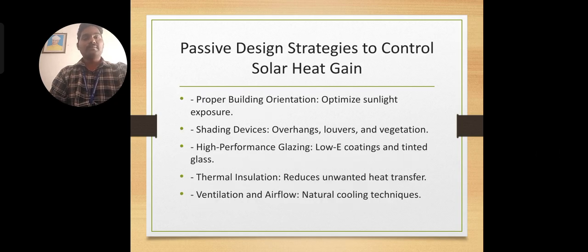Likewise, passive design strategies to control solar heat gain require proper building orientation. That means optimized sunlight exposure, shading devices like overhangs, louvers and vegetation, and high performance glazing like low-E coating and tinted glass, which we are going to use instead of plain glazed glass. Thermal insulation reduces unwanted heat transfer. And the next one is ventilation and airflow, a natural cooling technique. So likewise there are several strategies.